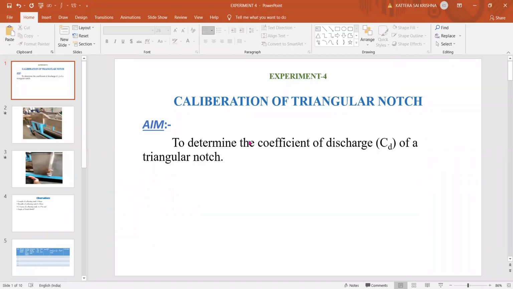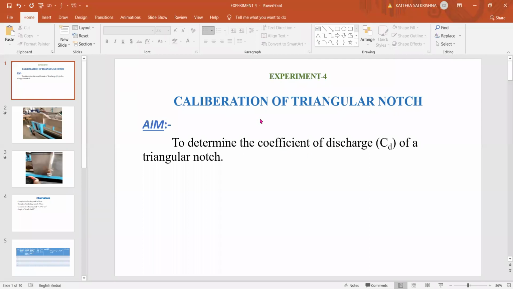So in today's lab, we are going to start our fourth experiment. That is calibration of a rectangular notch. But we are going to study the notches, types of notches. And in the experiment, we are going to determine the coefficient of discharge of a notch which is of triangular shape. So for the triangular notch, we are going to calibrate it and find the coefficient of discharge.